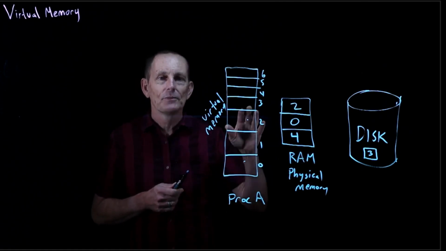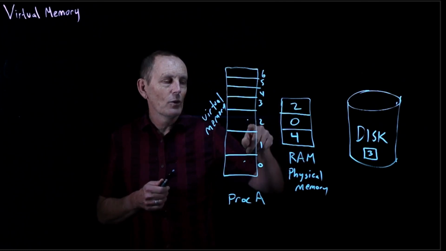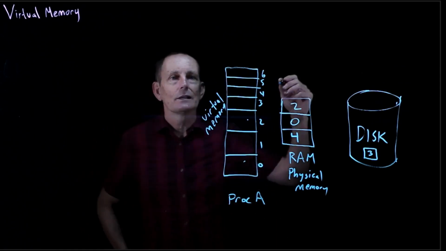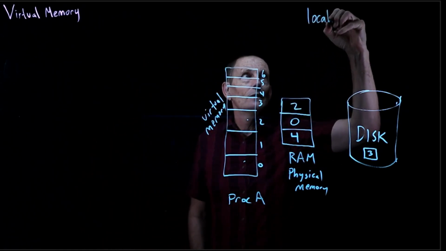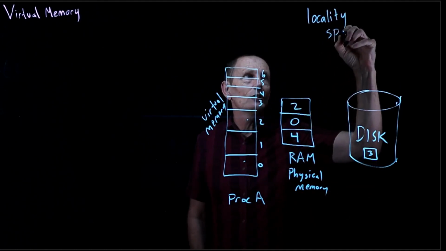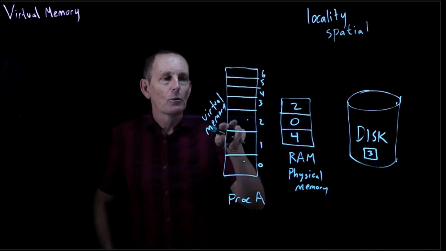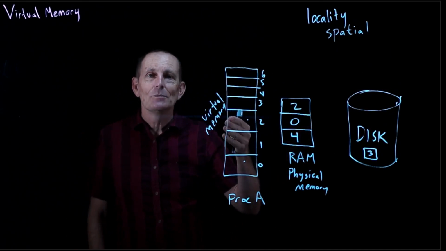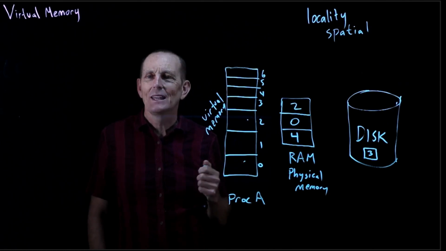And now we run along. We use this. Why is it that we're not randomly moving all around these pages? It's because of locality. Programs normally exhibit locality, and there are two kinds of locality that they exhibit. Spatial locality: if you are working in a particular address in virtual memory, you're likely to be accessing nearby addresses. That kind of makes sense.